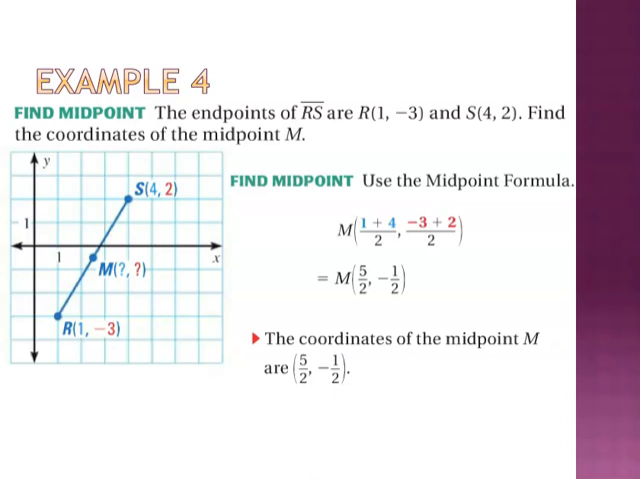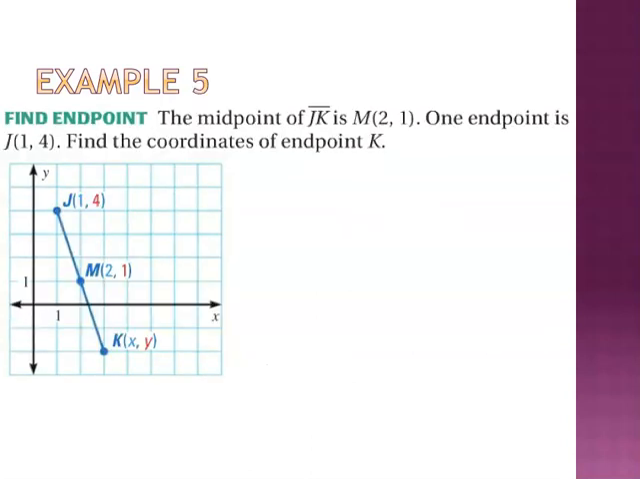Let's do one that's similar, but just slightly different. Now in this case, you're told the midpoint of JK is M (2, 1), and one endpoint is J (1, 4). Find the coordinates of endpoint K. So in this case, unlike example 4, where you were given the two endpoints and you had to find the midpoint, now you're given the midpoint and one of the endpoints, and you have to find what the other endpoint is.